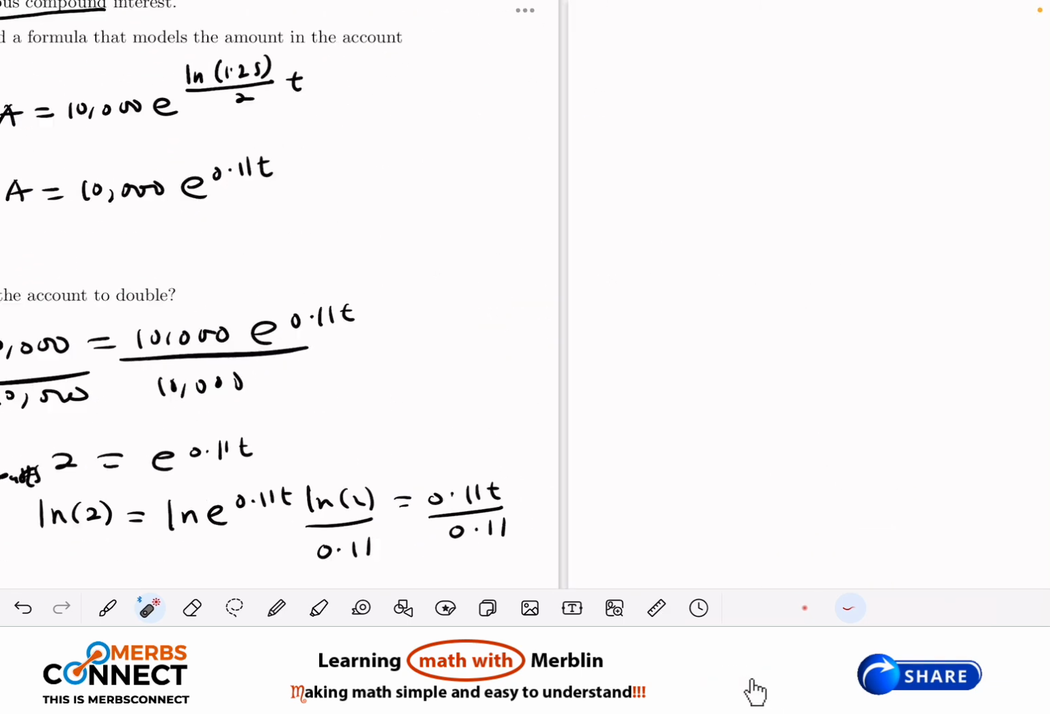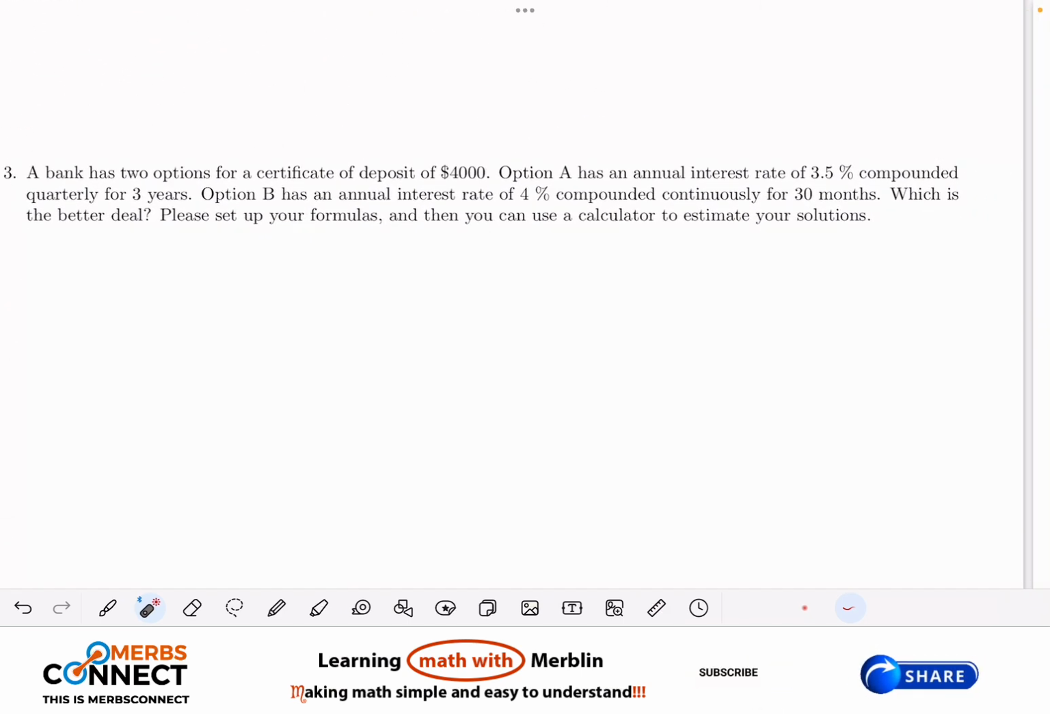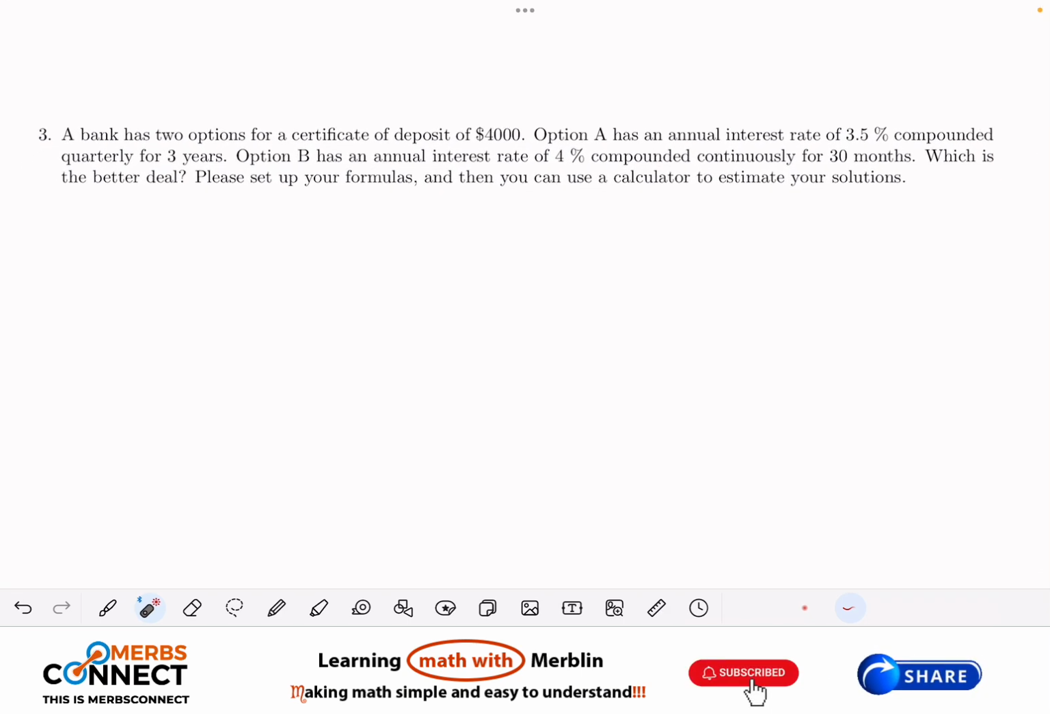Now let's look at the next question. So you went to a bank and you have 2 options, right? You are holding $4,000. Option A has an annual interest of 3.5% compounded quarterly for 3 years. And option B has an annual interest rate of 4% compounded continuously.